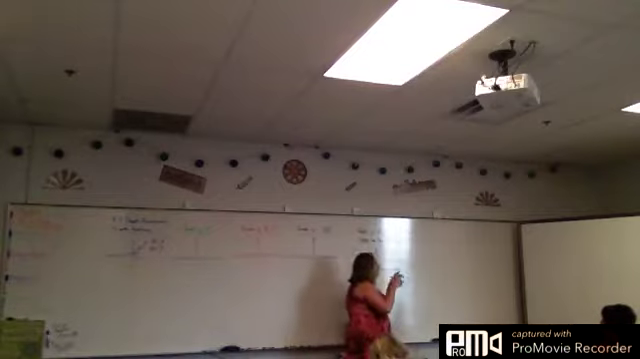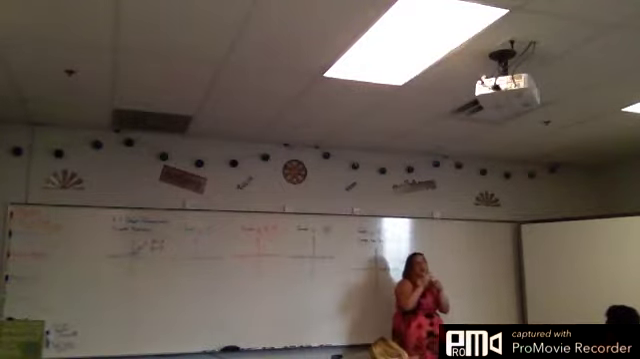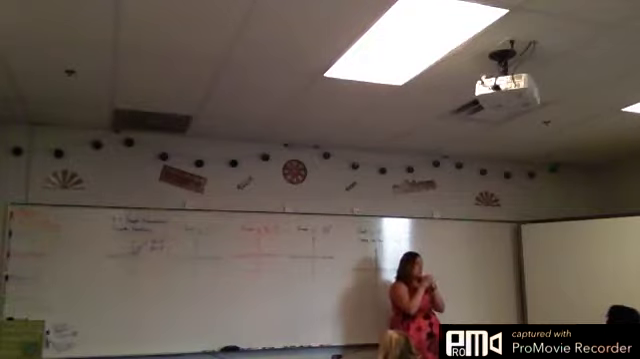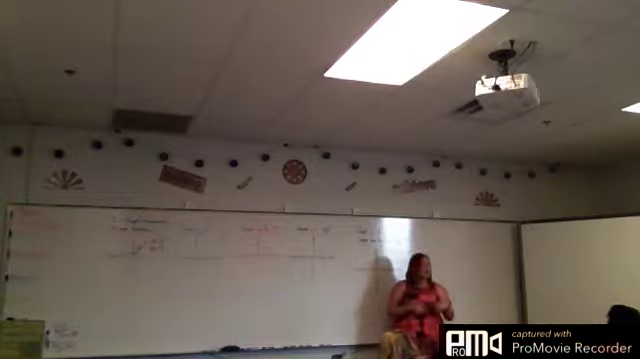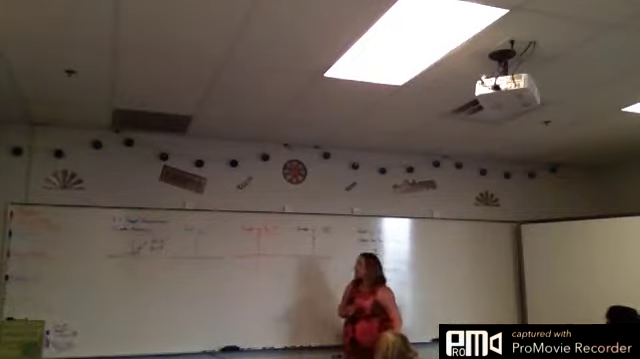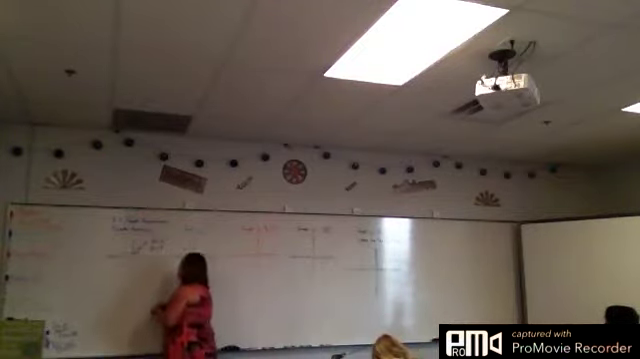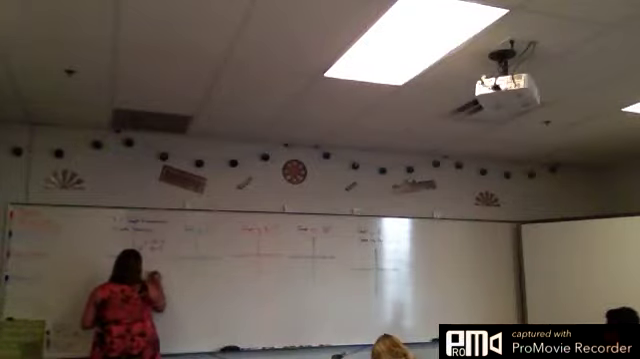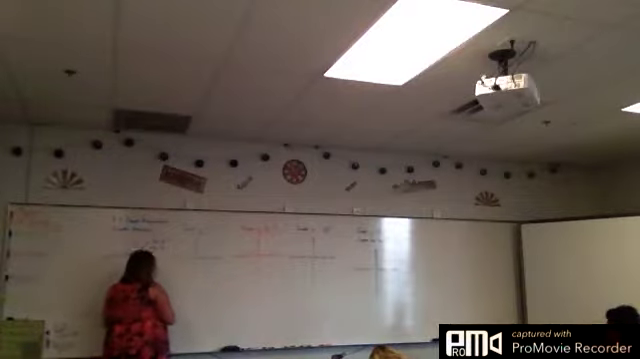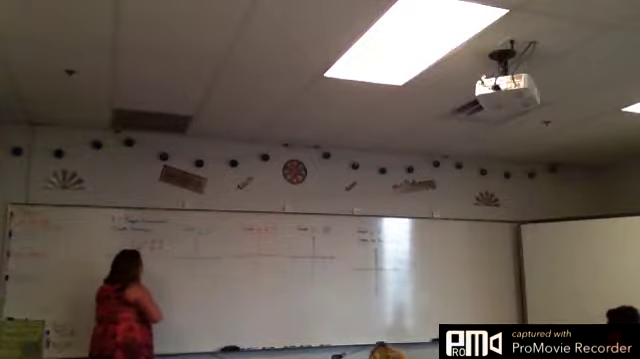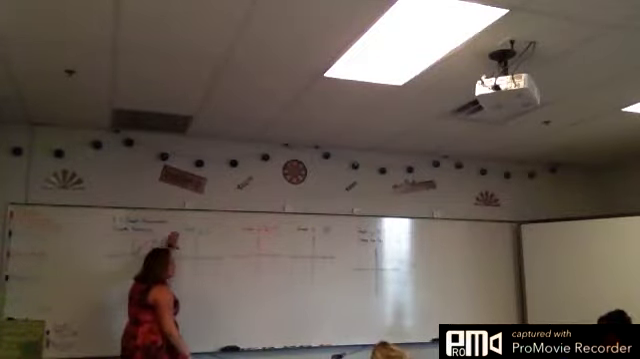How do I know if my vertex or my original starting point shifts left or right? Is it plus or minus? Plus or minus to what? What does it have to be added or subtracted to? Your vertex is represented by what two letters usually? H and K, right? So if something is added to my H, it shifts left or right. If something is added or subtracted to my K, it shifts which way? Up and down.